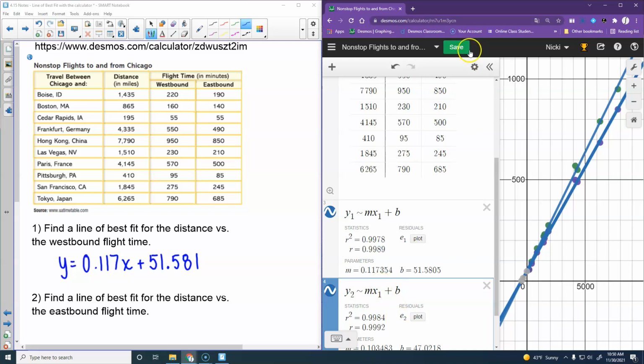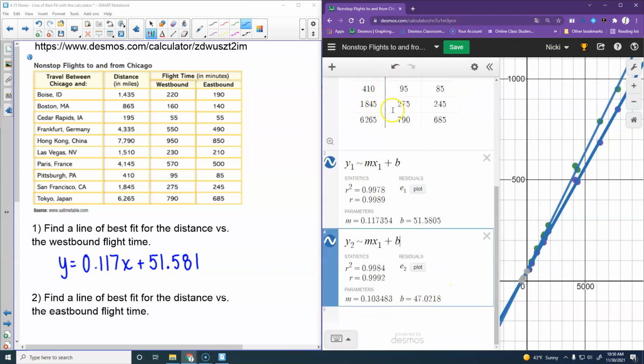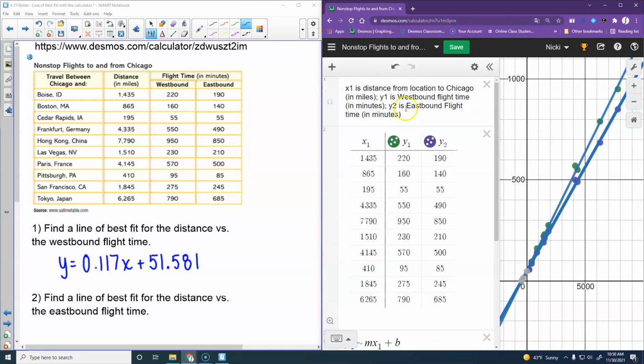The reason that we keep the 1 is because this is still in the same table. So this X1 is still our distance right here. So we still want to use that as our distance, so we're going to leave it the same. But the Y2 is our eastbound flight, so we need to use it instead of this middle column. So when we did our first line, we didn't use Y2 at all, so it was like we were just using those first two. This time, we're not using that middle column at all. We're using the X column and the last column. Okay, does that make sense?